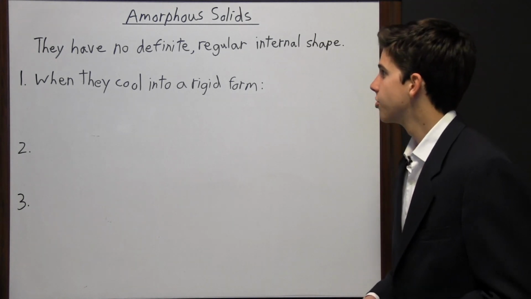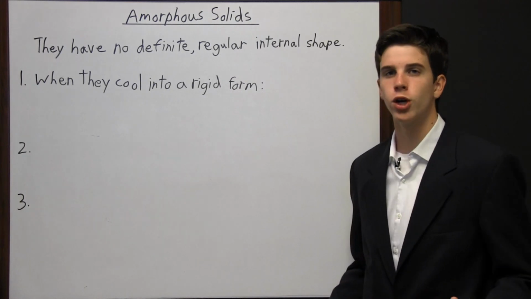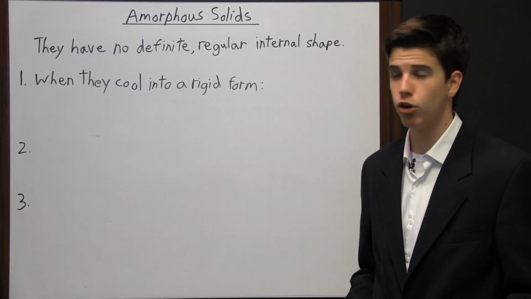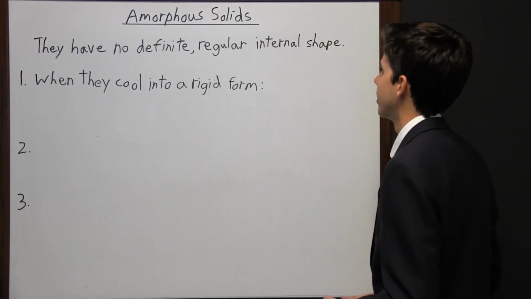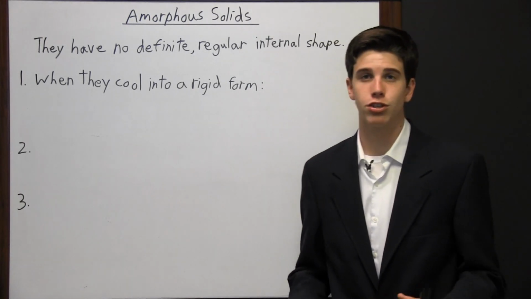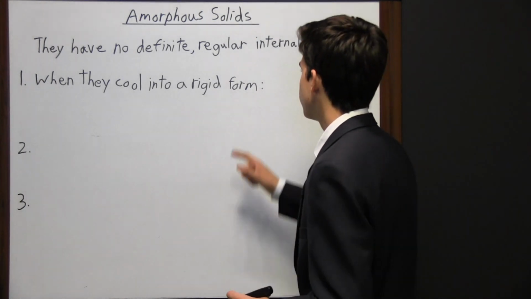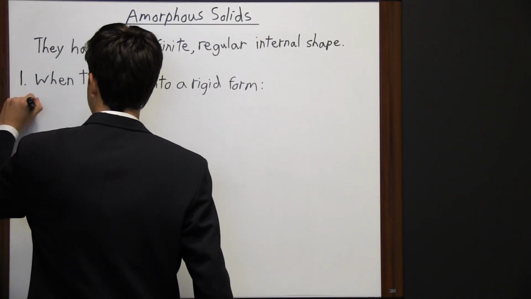Amorphous solids do not have a definite, regular, internal shape. Now you may have heard of crystalline solids. Well, the main difference between crystalline solids and amorphous solids is that amorphous solids, like I said, do not have a definite, regular, internal shape. So this gives amorphous solids 3 interesting qualities. So the first is, when amorphous solids cool into a rigid form, they retain fluid-like properties.